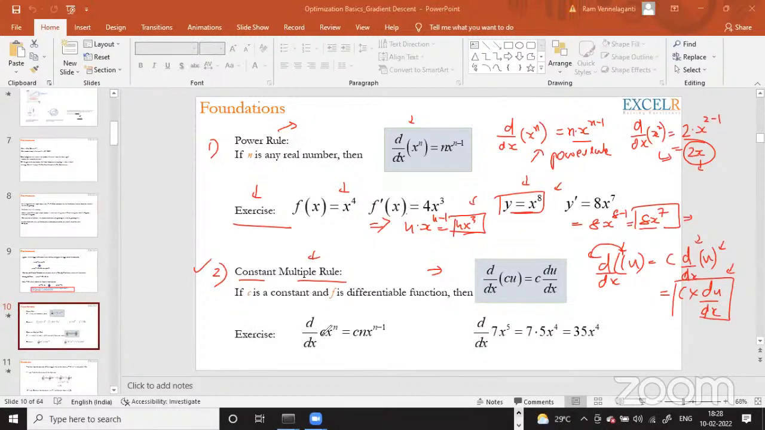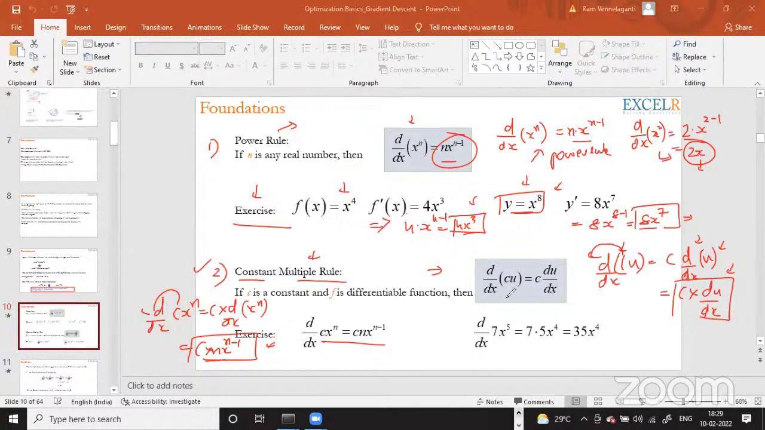So what is the example? d by dx of c x power n can be written as, take the c outside, c into d by dx of x power n. What is the derivative of x power n? n into x power n minus 1. So that is how you are supposed to apply the concept of constant multiple rule.